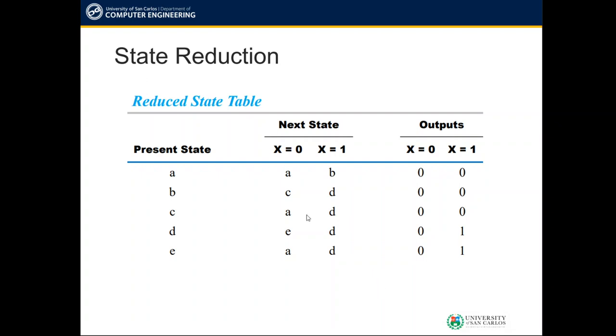If you ask whether this state has the same next state, we cannot reduce these two because the output is not the same. The output of state C is 0 and 0 for x equals 0 and x equals 1, and for state E that is 0, 1. So both states are not the same to each other. So basically this is now the reduced state table.